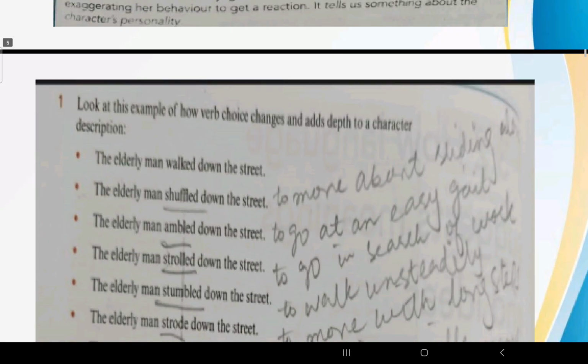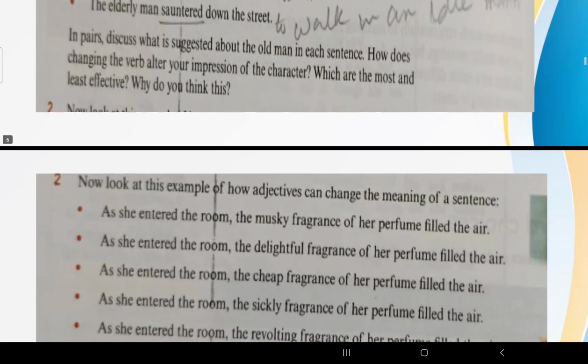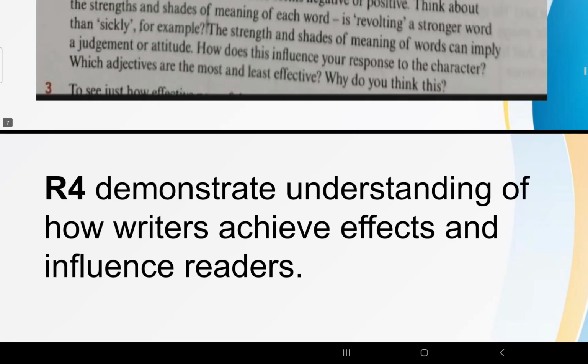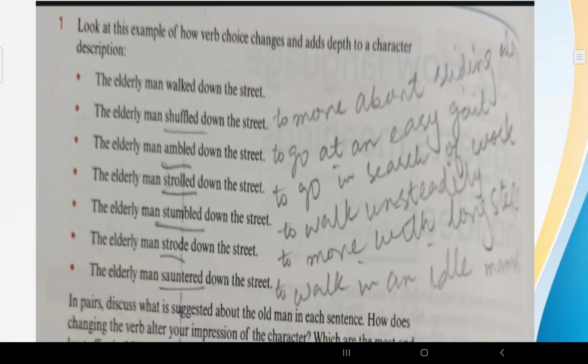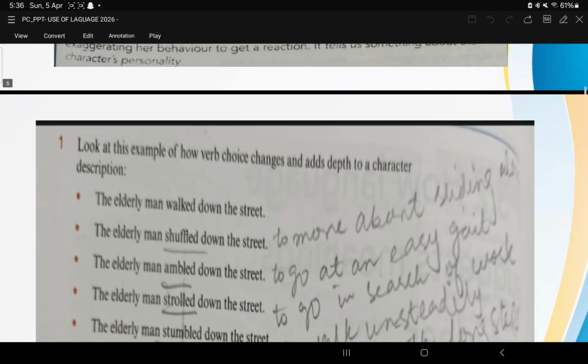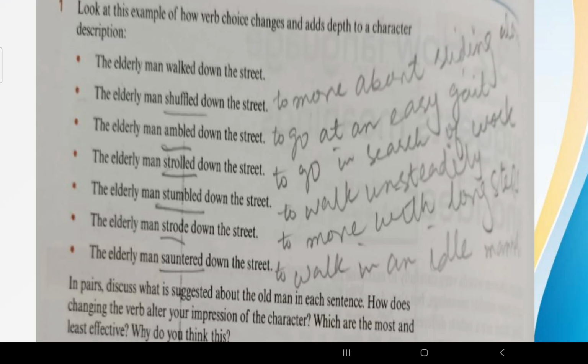We have the last exercise, and I'll complete this, and then after that we are going to do that exercise. Okay, then that was the comprehension task, and we have done that, and then the use of language after this in the second video. Okay, look at the example of how a verb changes and adds depth to a character description.